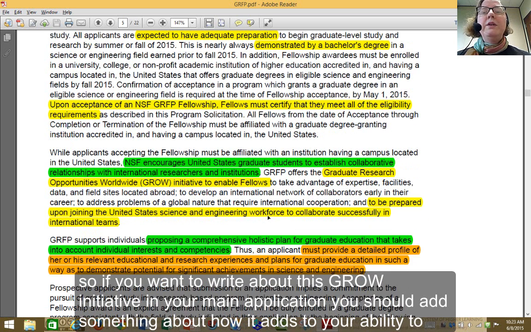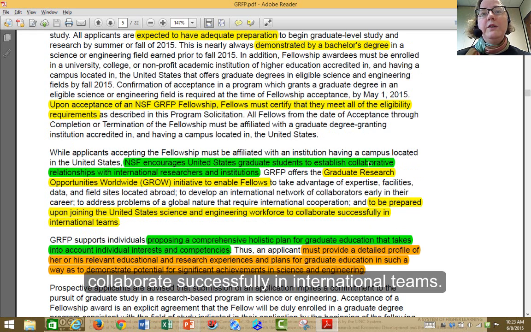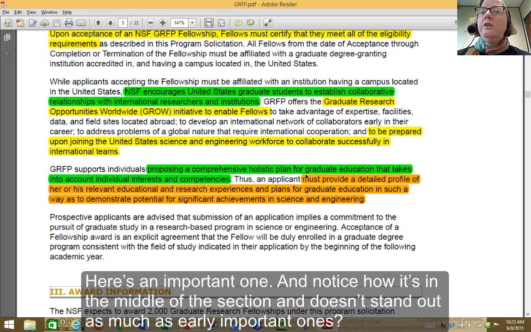So if you want to write about this GROW initiative in your main application, you should add something about how it adds to your ability to collaborate successfully in international teams. Here's an important one, and notice how it's kind of in the middle of this section and doesn't stand out as much as earlier important ones.